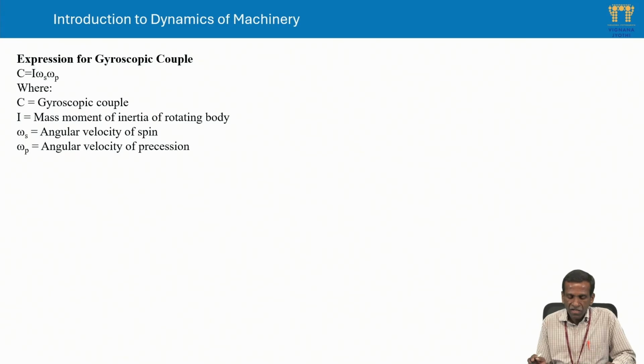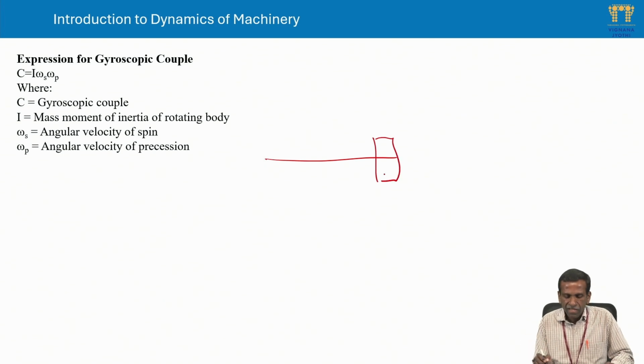Let us see in more detail how we can calculate this gyroscopic couple. We need to draw the vector diagram of these angular velocities to understand how the gyroscopic couple can be derived. Let C be the gyroscopic couple. The mass moment of inertia of the rotating body is I. We know that the mass moment of inertia can be expressed as I equals m, the mass of the body, times the radius of gyration squared. Omega is the angular velocity of the spinning body, and omega p is the angular velocity of precession.